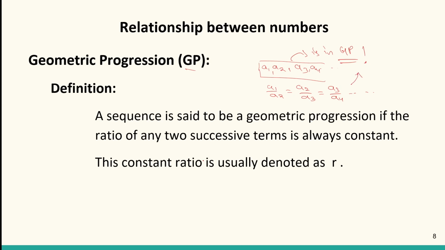So the constant ratio is usually denoted as R. So this is called R, okay. In the previous progression, that is arithmetic progression, we had found a common difference. Here it is a common ratio or constant ratio. Here it is denoted by R, the constant ratio, and there it was denoted by D, the common difference, okay.